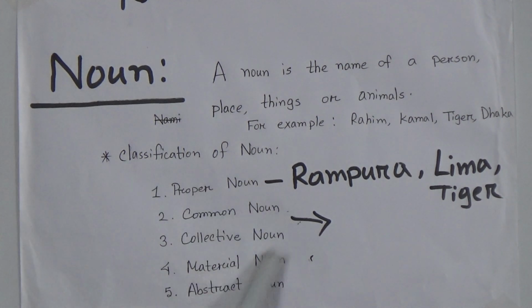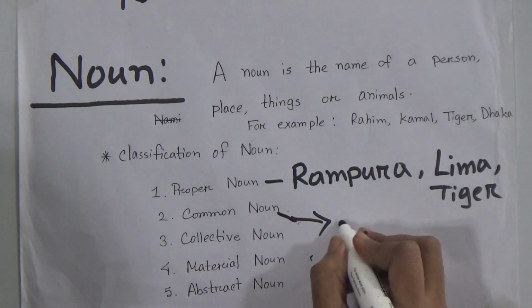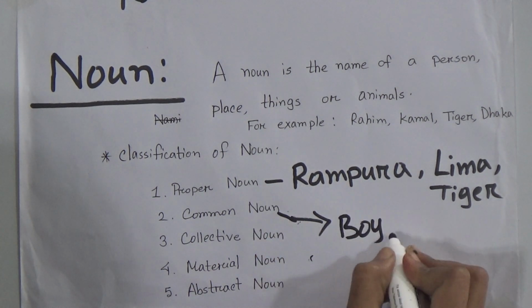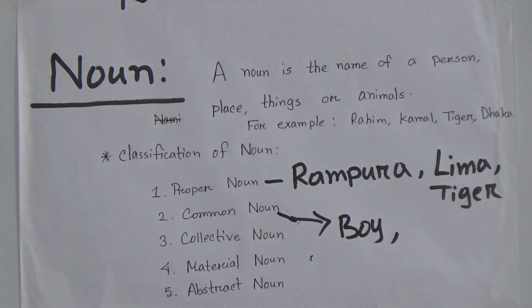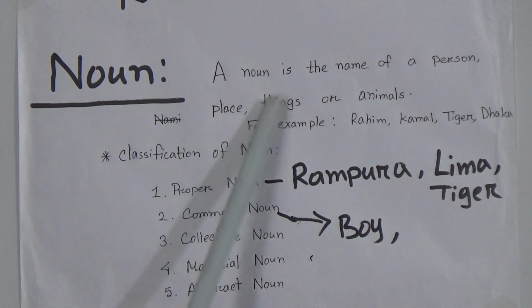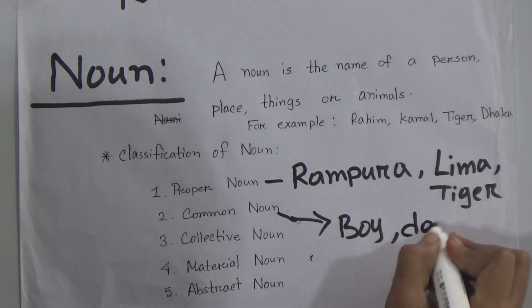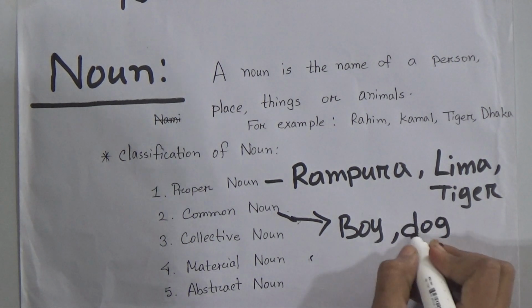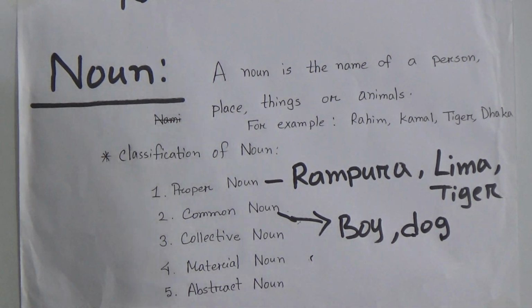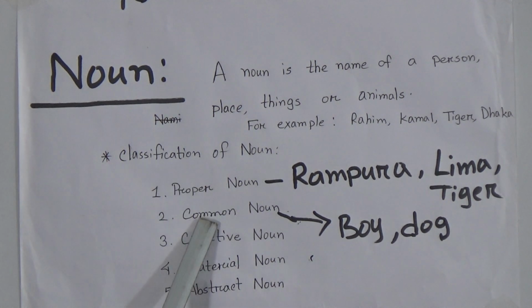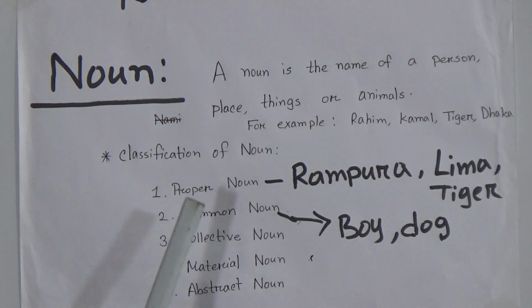For example, I am going to show you some examples. I am going to give a common noun example: boy. This boy is the name of a person. A common noun is the name of a person, an animal or a place. Now I am going to show you an animal's name, for example, dog. Dear students, in this way you have identified the common noun here. We have learned that a common noun is the name of a person, an animal, a place or a thing.